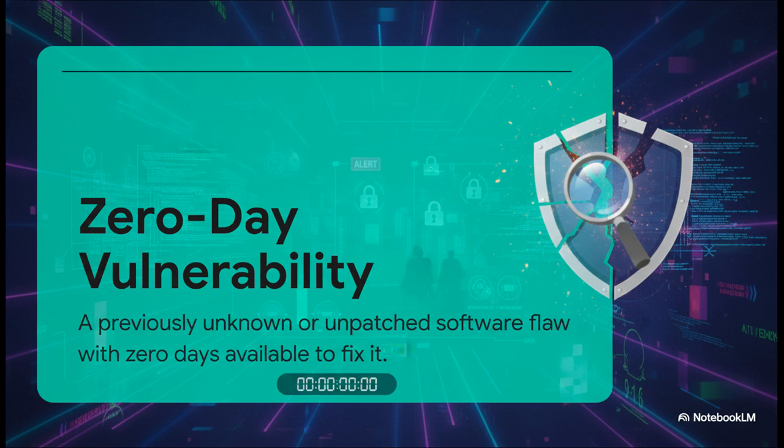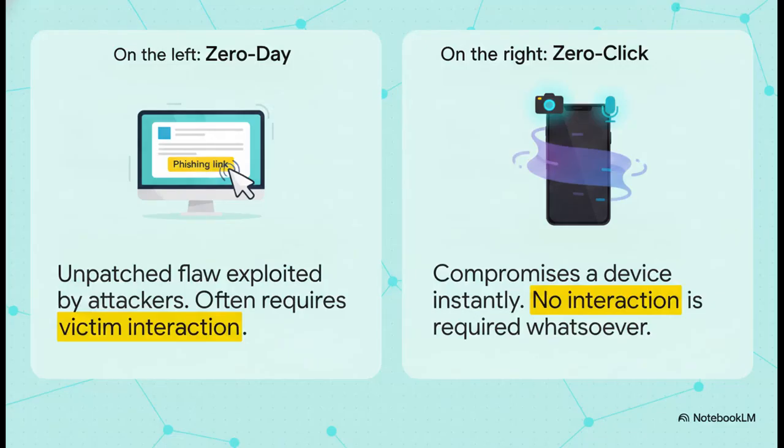What this means is that even perfectly configured, fully updated systems are totally at risk if the patch literally doesn't exist yet. Now let's draw a hard, clear line between these two terms, because this is a core learning objective for your module. On the left, a zero-day attack relies on that unpatched flaw, but the attacker often still needs you to do something, right? Like click a malicious link in an email to trigger the exploit. Because of that, it's sometimes called a one-click attack.